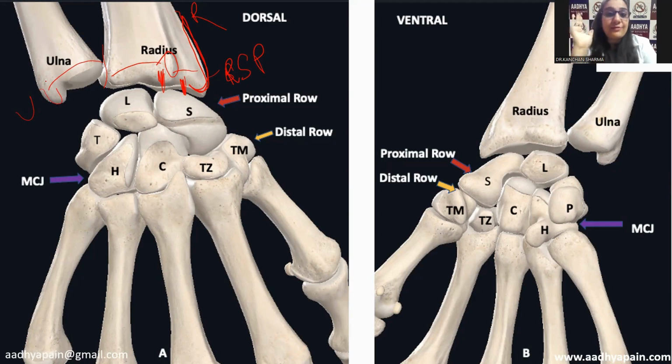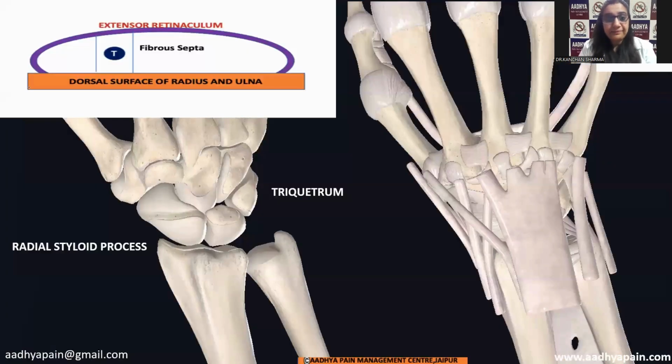So remember, it is the radial styloid process, then you need to know the Lister tubercle, then the dorsal distal radio-ulnar joint, and finally, you're going to have the ulnar styloid process. And if you go further, you're going to have a groove in the lower end where you will be seeing the Extensor Carpi Ulnaris tendon.